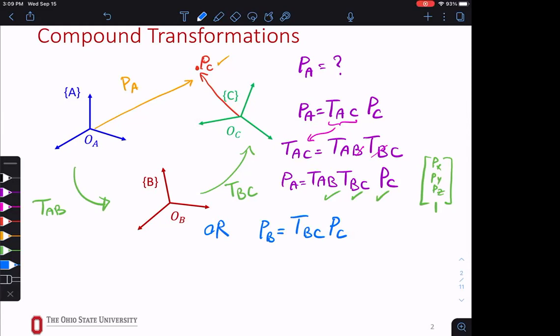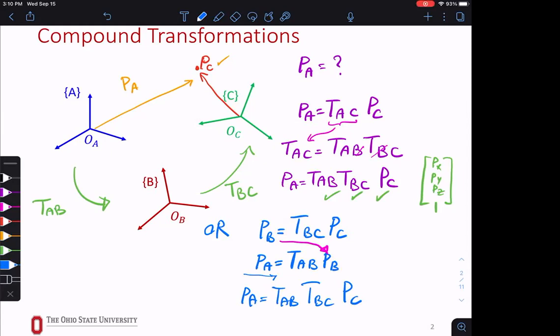So now if I say PA is going to be TAB PB, can I say that? Now, do you see what's happening? I can now replace this guy here, right? PA becomes TAB, so I'm writing this, right? TAB, and instead of PB, I'm writing TBC and PC. So I got the same expression. Makes sense, right? But you see that there are 2 different approaches.